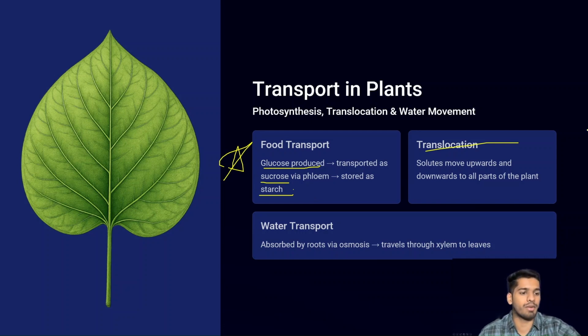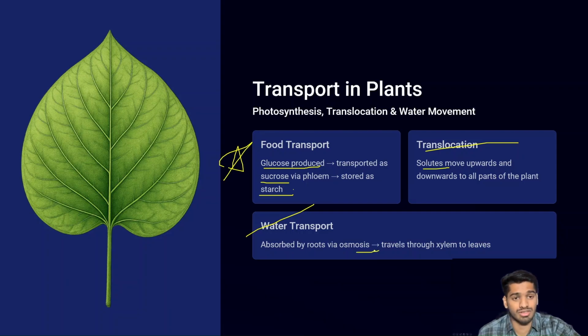Translocation is nothing but the movement of solutes upwards or downwards or towards all parts of the body of a plant. That is nothing but the water moving from the roots to the stem, and food moving from the leaves to the roots. So this is nothing but translocation. Someone is changing its location. After that, water transportation. Now this is very important.